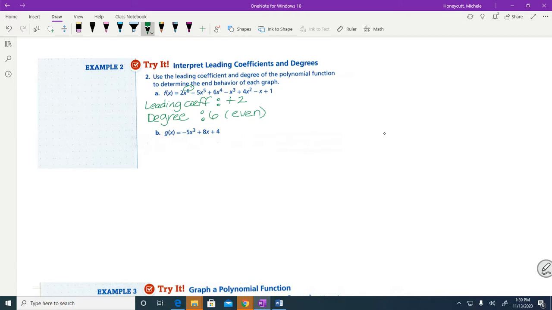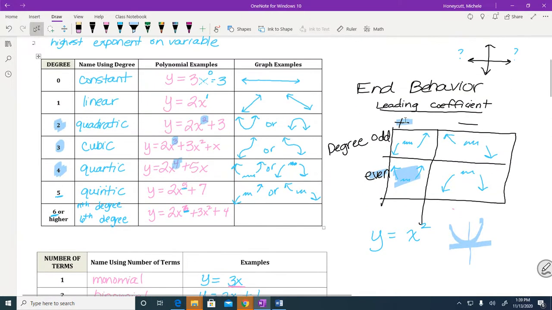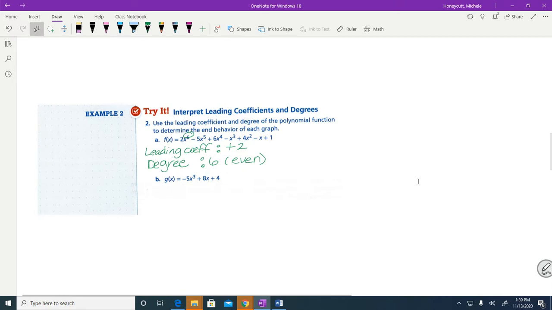So if the leading coefficient is positive and the degree is even, let's go back up to our table. Positive, degree is even. We've got an instance where both ends point up. So that tells me I don't know what the graph of this polynomial looks like, but I do know that on the ends, without having to grab a calculator, both ends are going to point up.